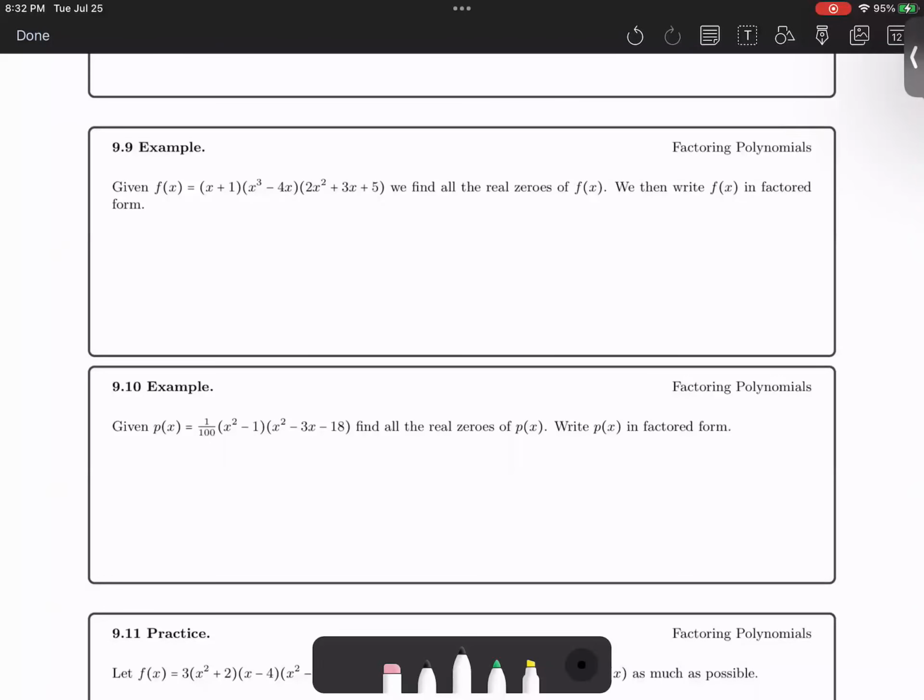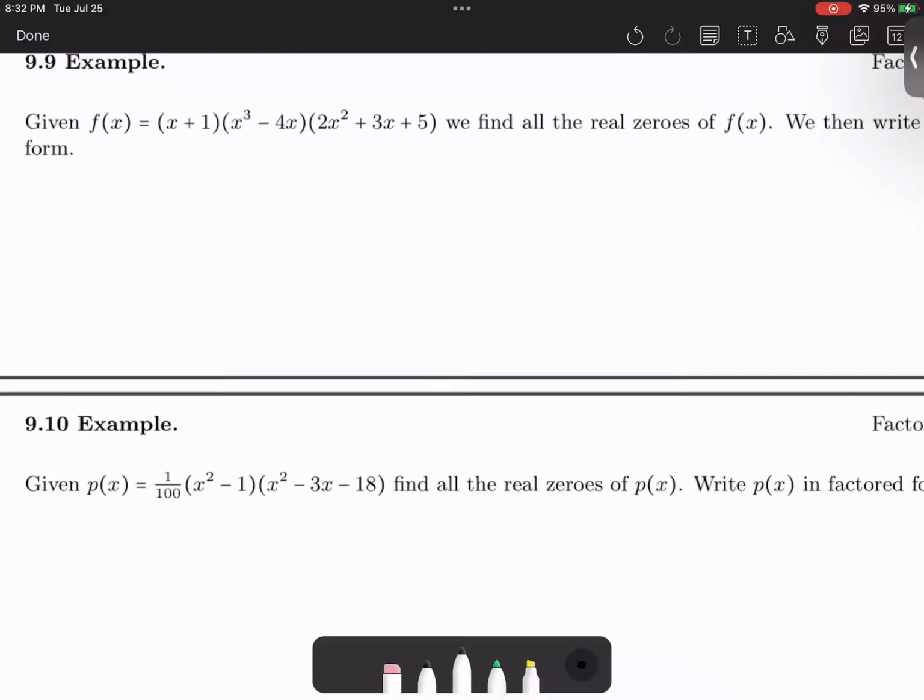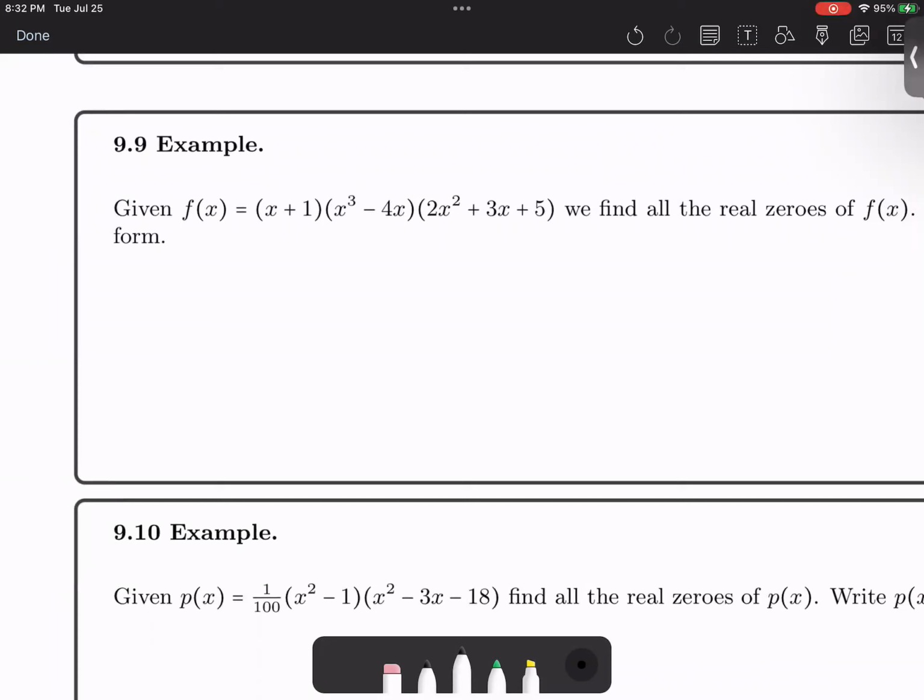Let's take a polynomial that's almost in factored form. Let's find all the real zeros and write it completely in factored form. So here, what degree polynomial do we have? We've got 1 right there. This is a degree 3 polynomial. So far we're degree 4, right?